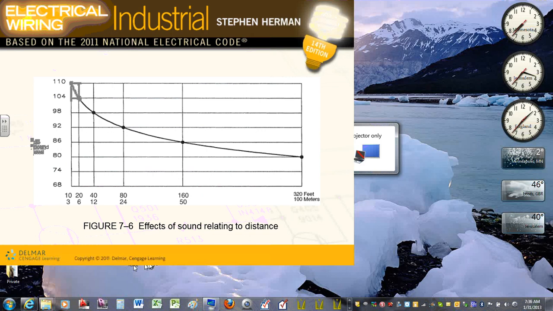But here's a really interesting curve. Every time you double the distance, you lose 6 decibels. Very, very important. So look, if right now, you, Jeff, you're 10 feet away from me, right? So I'm sitting at 10 feet here.